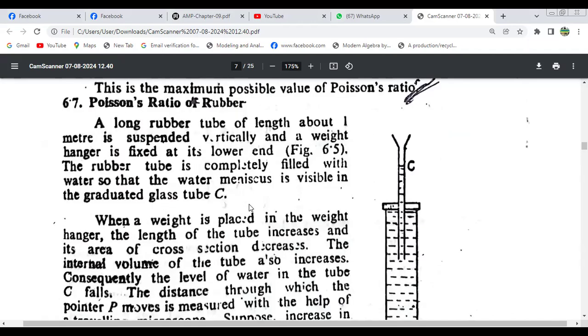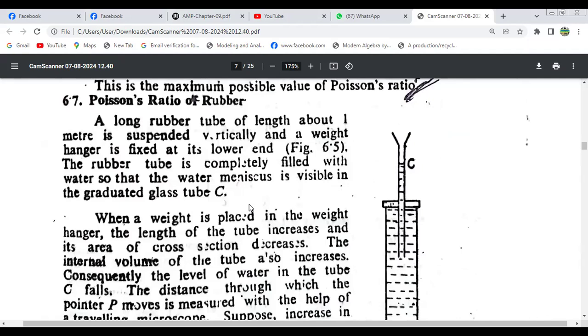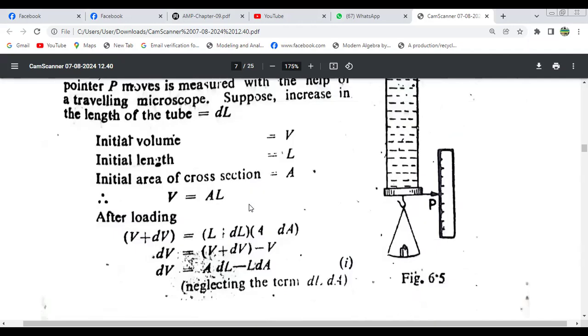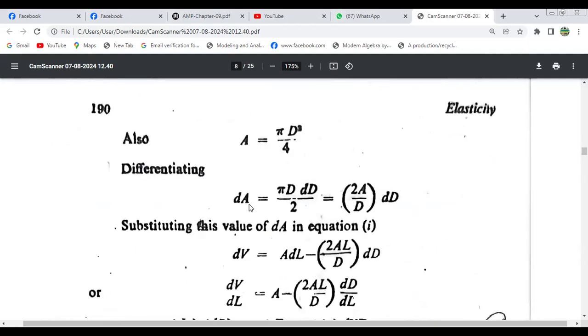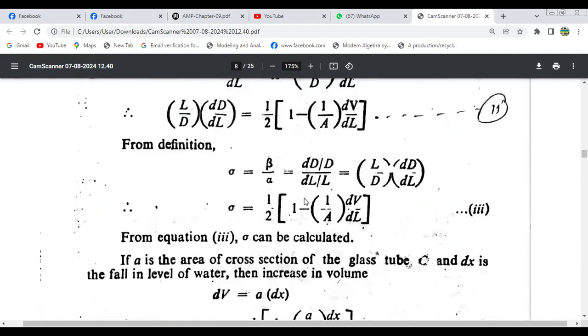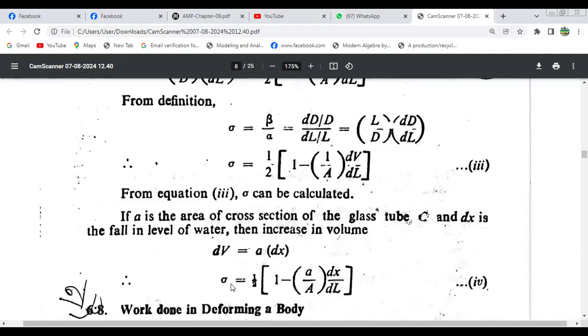Now Poisson's ratio of rubber, we can calculate this Poisson's ratio. Okay, so similarly differentiating and subject to the value of dA, we get the Poisson's ratio sigma for rubber.